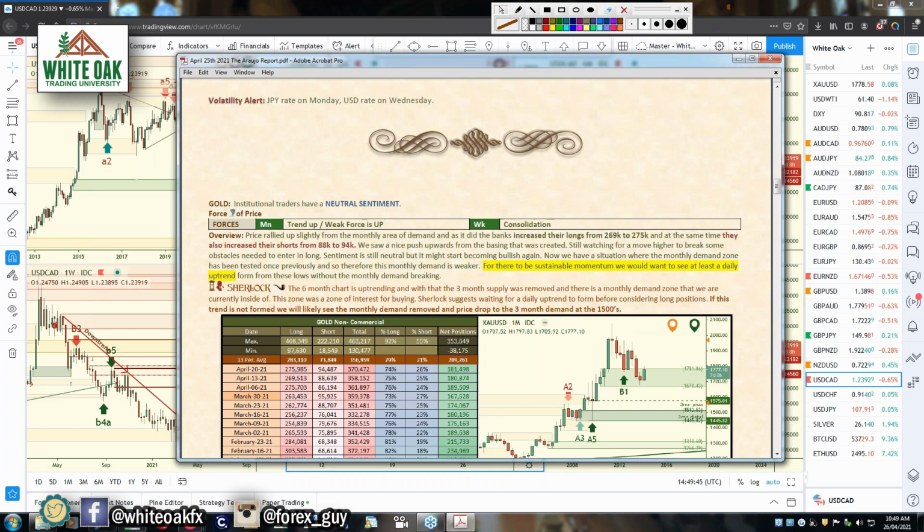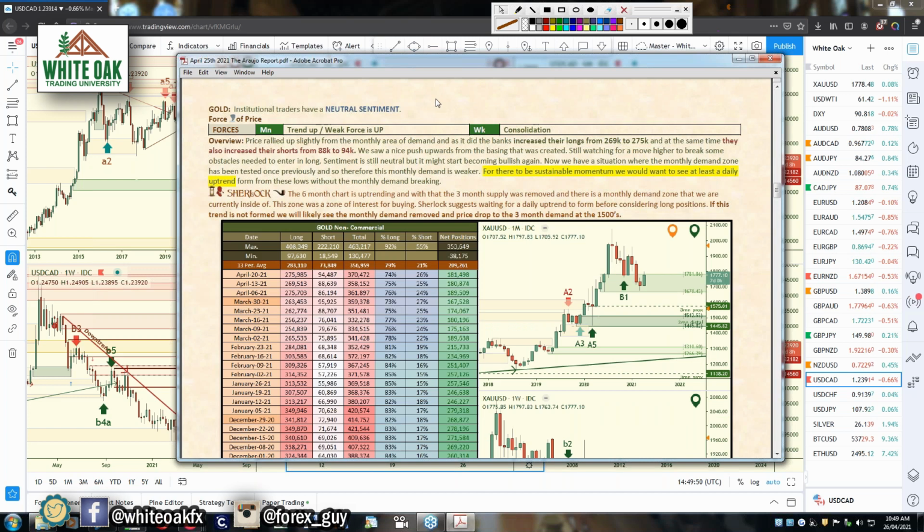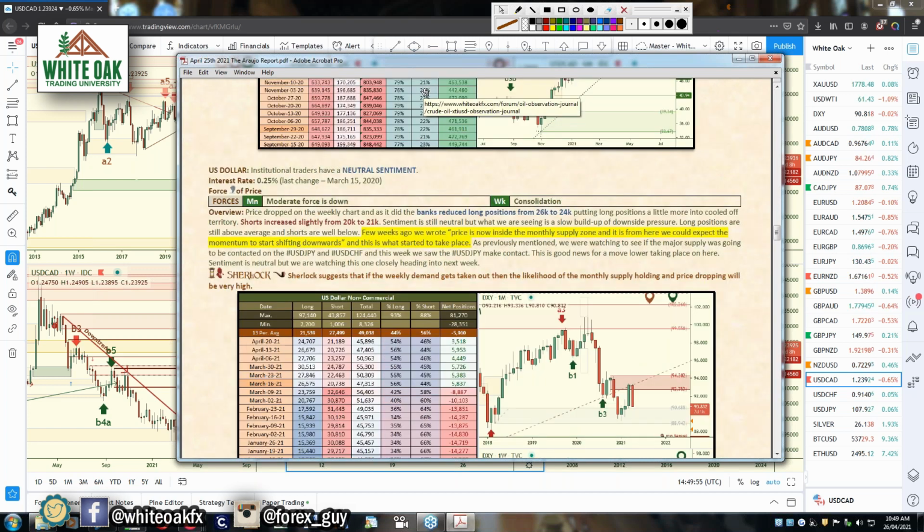So gold, not much in terms of positioning. Oil, not much in terms of positioning. They're adding with the dollar. They're adding short and taking off longs, which is what we wanted to see.